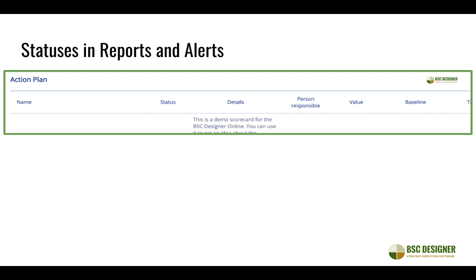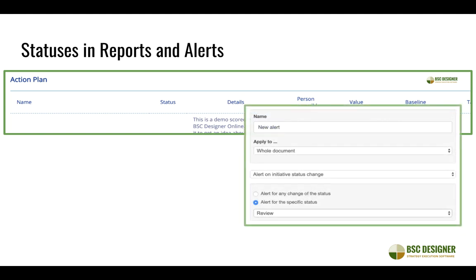In the action plan report, you will see that you now have this status column. Basically the software will show there the status for the initiatives. So you can have an overview of your business goals and initiatives aligned with them, and see what their statuses are.